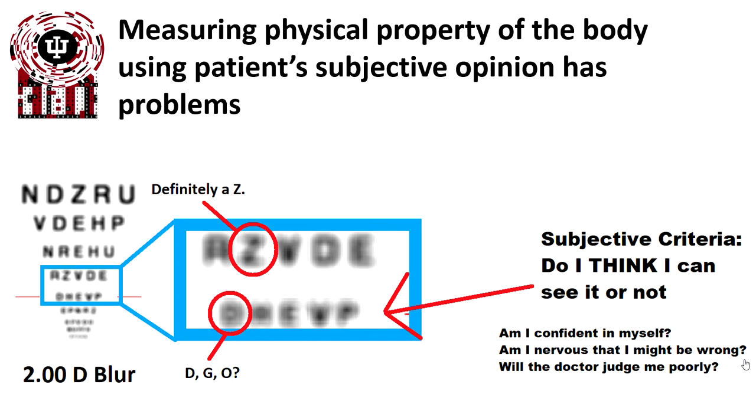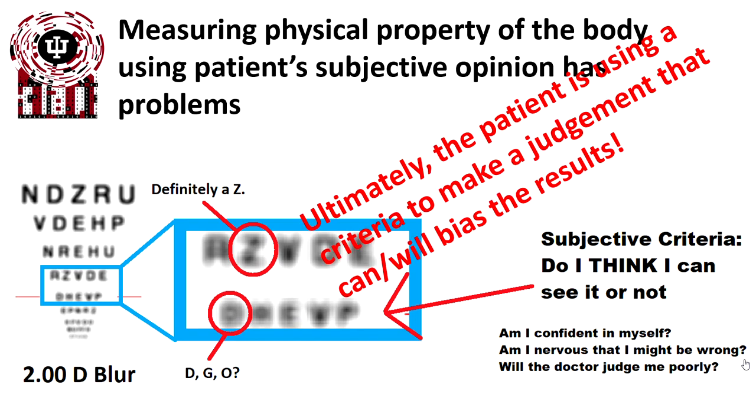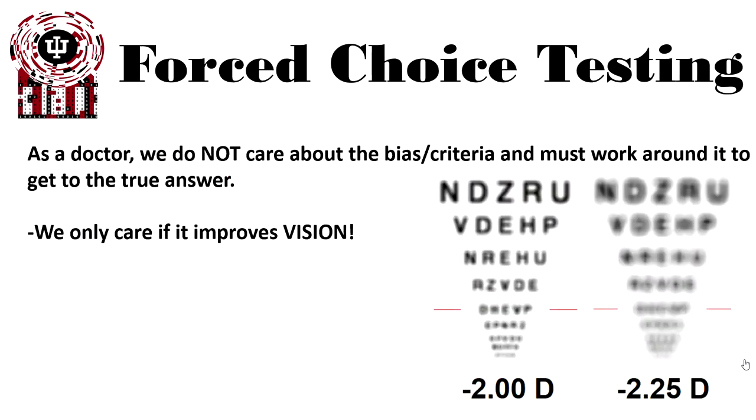Am I nervous that I might be wrong? Am I only going to answer when things are perfectly clear or perfectly blurry? How am I going to answer? Will the doctor judge me poorly? Ultimately, the patient is using a criteria to make a judgment that can or will introduce bias into the results.